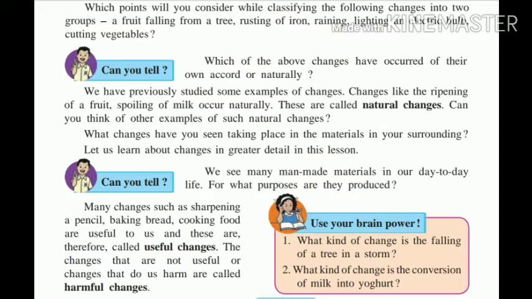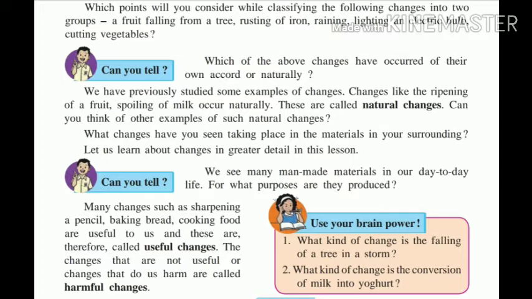So we have previously studied some examples of changes. Changes like ripening of fruits and spoiling of milk occur naturally. These are called natural changes. Can you think of such other examples? What changes have you seen taking place in the materials in your surroundings? Let us learn about it in this lesson.